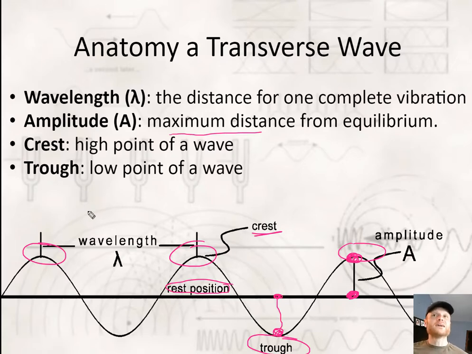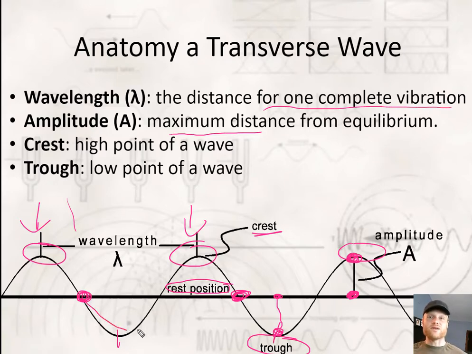A wavelength is the distance from either crest to crest or trough to trough. It doesn't really matter, or any other part that is the same point on the wave. So a wavelength could also be from this point to this point. Basically, in my definition here, it's the distance for one complete vibration to have occurred. So this wave would have gone through one whole cycle to get to that point again.